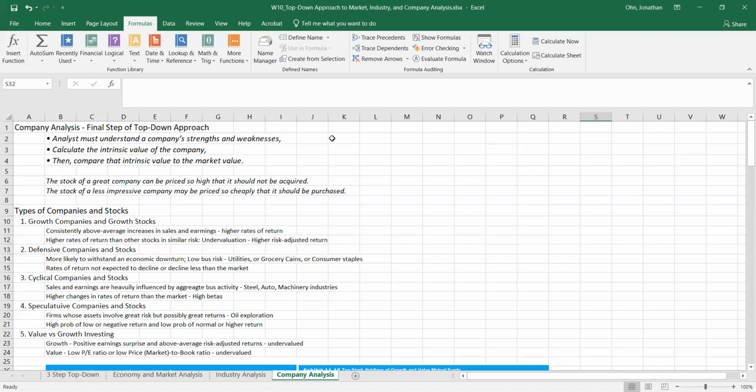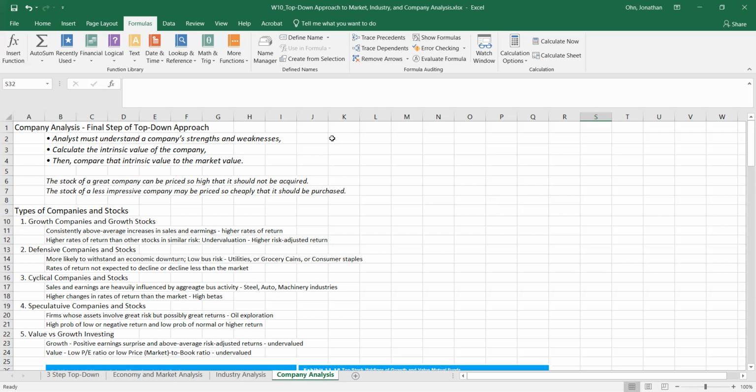Once you complete the industry analysis and identify the industry that is attractive and competitive, then you have to connect that result to company analysis. Now, oftentimes the stock of a great company can be priced so high that you should not invest in that company, right? Or the stock of a less impressive company, of course in that attractive industry, may be priced so cheaply that you have to invest in those companies. You have to identify this one, yeah. Okay, so that's why you have to connect industry analysis and company analysis, and then make your final decision.